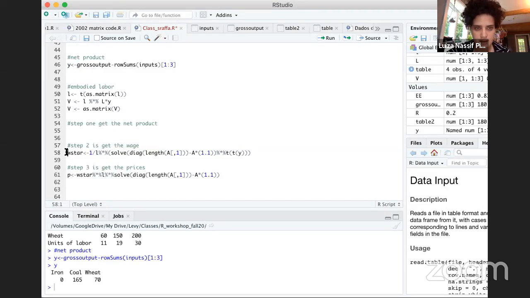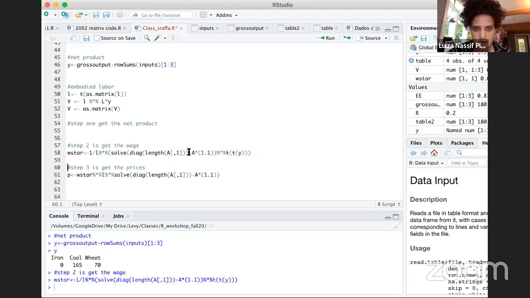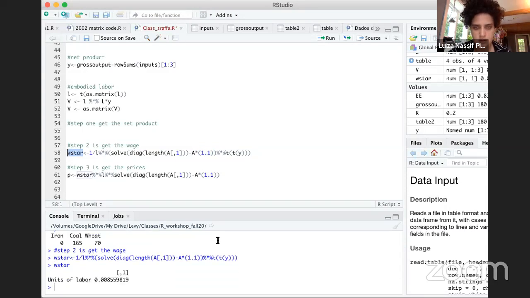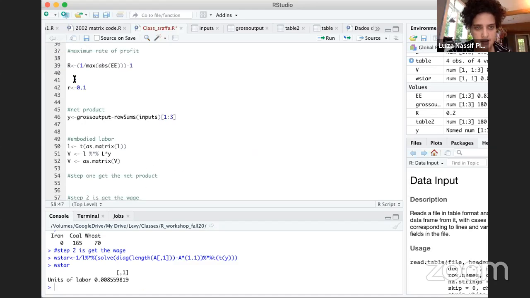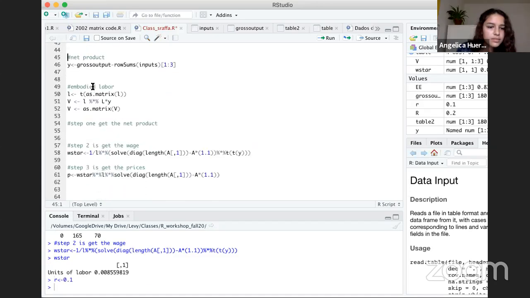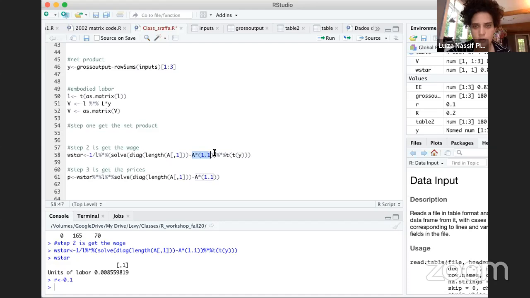Then you calculate your W star by doing this. And here, notice that we added that 1.1. What is again 1.1? That's 1 plus, I could have said little r. So that's the rate of profit, 10%. So it's basically, I'm boosting my whole system by 10%. So I'm multiplying it by 1.1. Okay, thank you. Oh, and one note here.